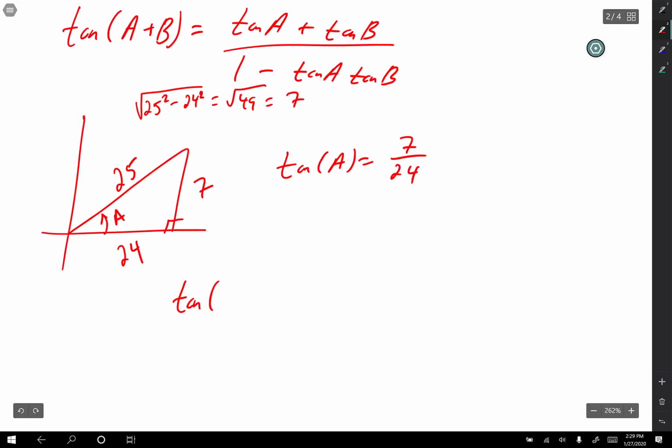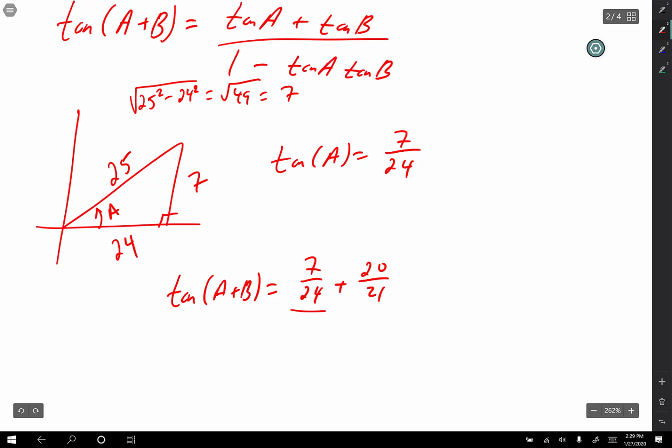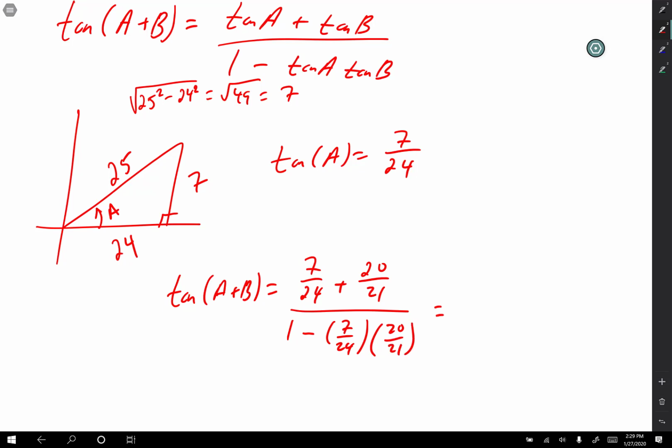So tan of A plus B is nothing more than 7 over 24 plus tan B, which was 20 over 21, all over 1 minus 7 over 24 times 20 over 21. Sorry, guys. All right, be very careful how you type this into the calculator. I like to do the numerator by itself and the denominator by itself. 7 over 24 plus 20 over 21. Of course, you can do this by multiplying 7 by 21 and 20 by 24 and then just adding them up.